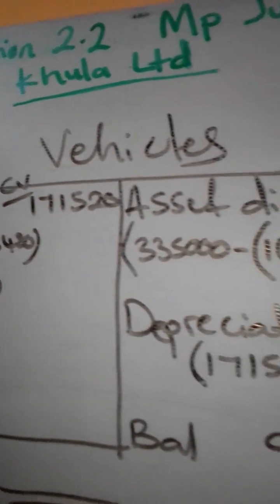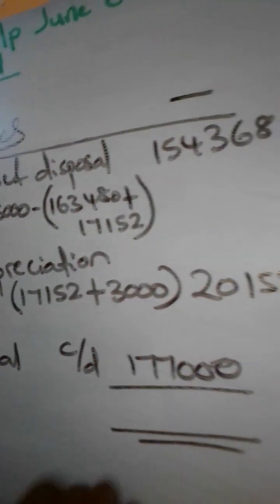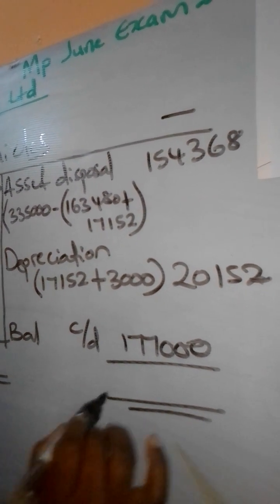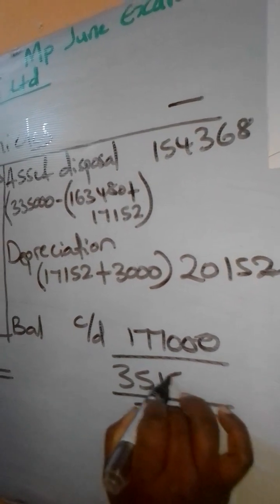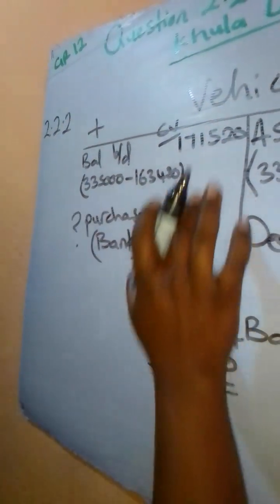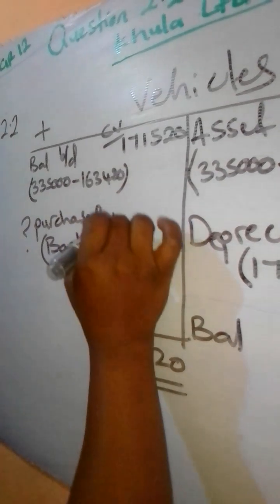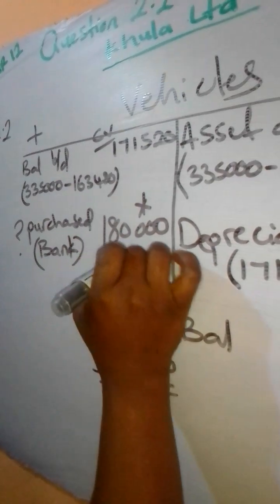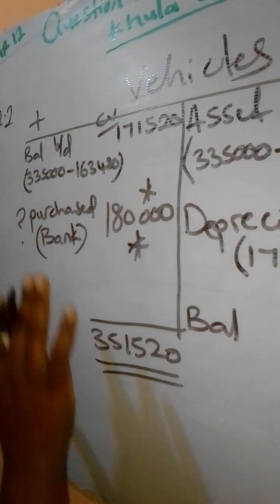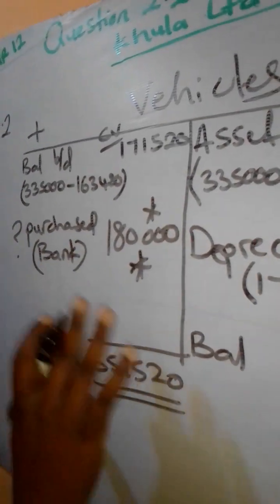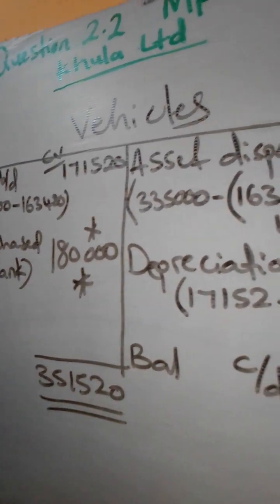Okay, fine. Now let's add everything that is on the credit side. When we add everything that is on the credit side, we are going to get 351,520, which you record on both sides. 351,520 minus 171,520. We are going to get 180,000, which is the amount that we are looking for. Is it the purchase? Is it the outflow? The money that was spent on the fixed asset that was purchased is 180,000.